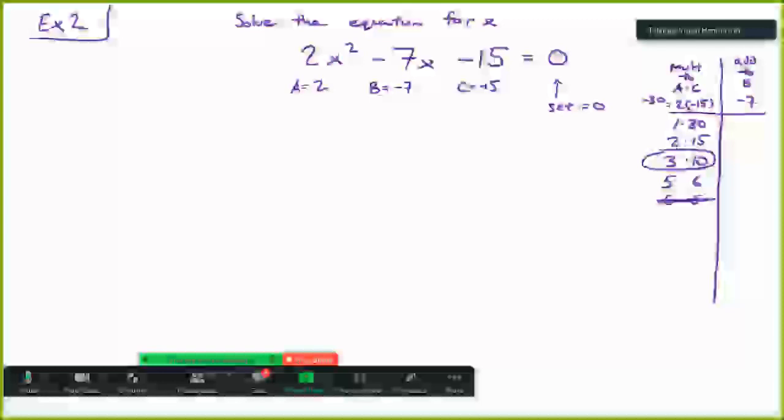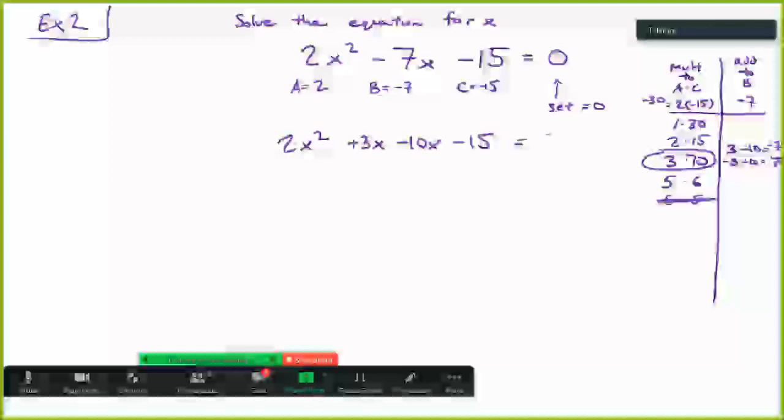So now, next question, which one is negative? So 3 minus 10 or -3 plus 10? And it's the first one. 3 minus 10 gives us that -7. -3 plus 10 is positive. So we want to make our 10 negative, our 3 positive, and we use this info to split up -7x. So back to our equation. It's going to become plus 3x minus 10x minus 15 equals 0.